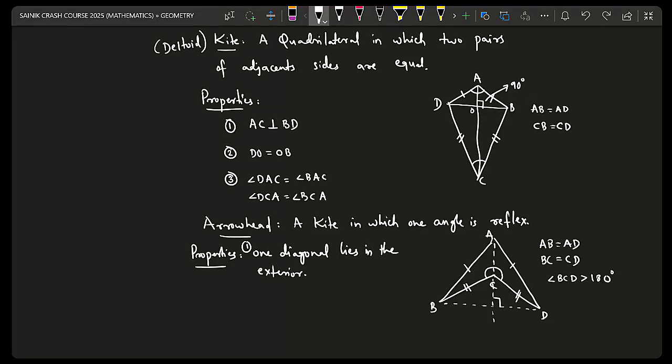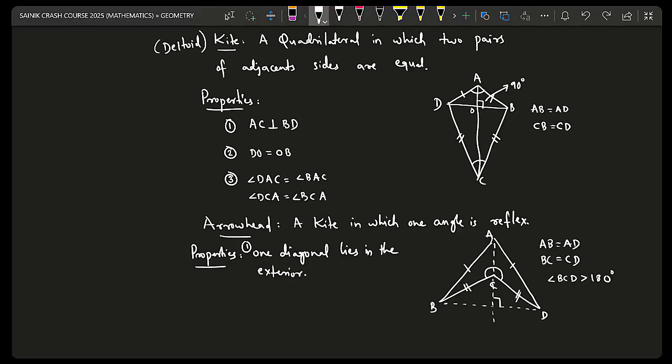Ashardan? Sir, why did you say the arrowhead is a kite? Because arrowhead is defined from kite only. It is a kite in which one angle is reflex, that becomes arrowhead. That's it. Sir, what does one diagonal lies in the exterior mean? Yeah, you try to join B and D. The BD diagonal is lying outside the figure or inside the figure? Sir, outside. That's why it is in the exterior. Okay. Yeah, we can say that at least one angle is more than 180 degrees, then definitely one diagonal should go outside. Okay.